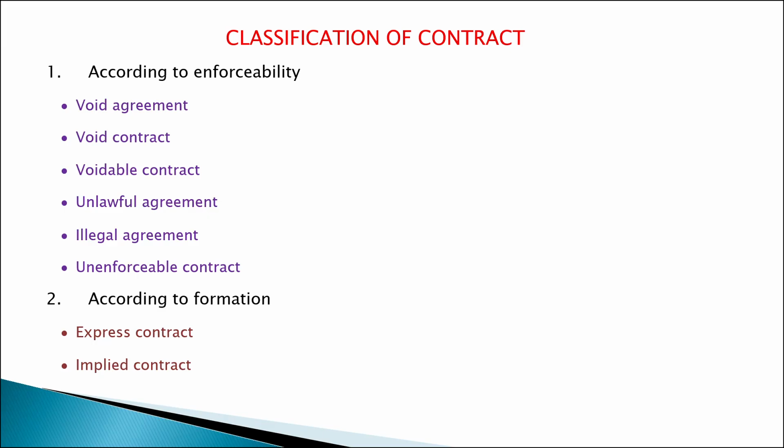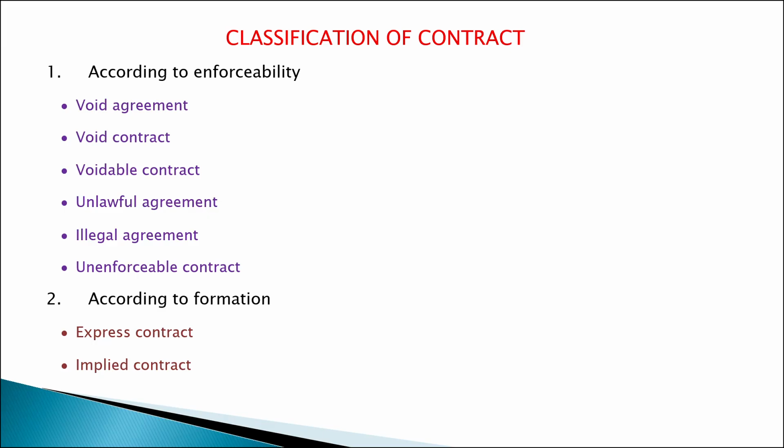Next, void contract. That means a contract which ceases to be enforceable by law becomes void when it ceases to be enforceable. For example, P agrees to marry Q's daughter, but before the marriage, P dies. A valid contract thus has become void.